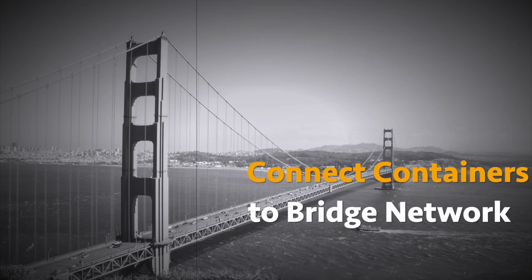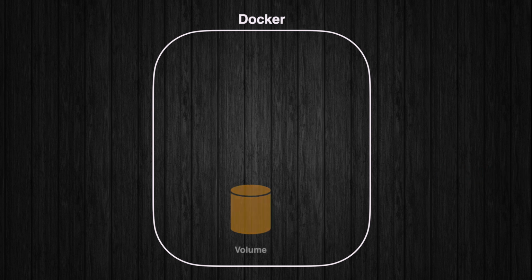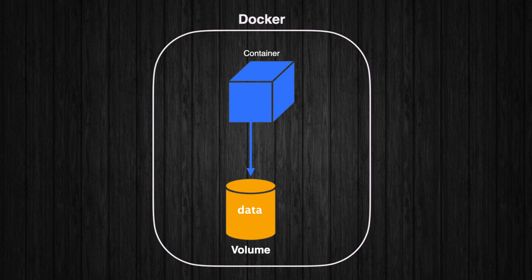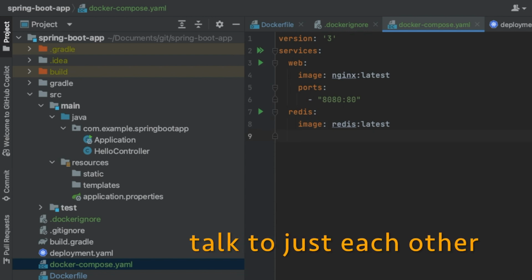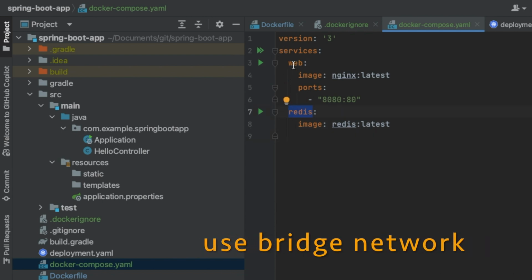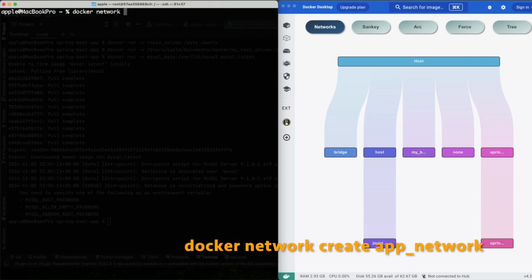Connecting containers to a bridge network. Let's say you have two containers, a web app and a database. You want them to talk to each other without exposing them to the outside world. Use a bridge network. Create a custom network with docker network create app-network. Run each container in that network.